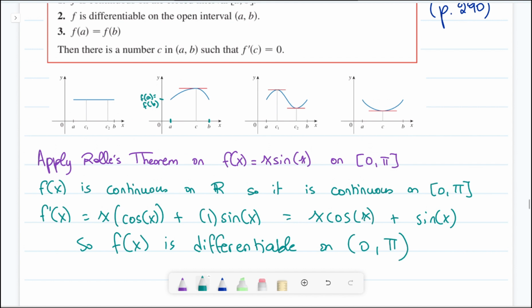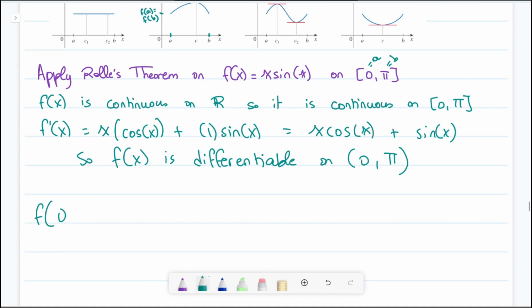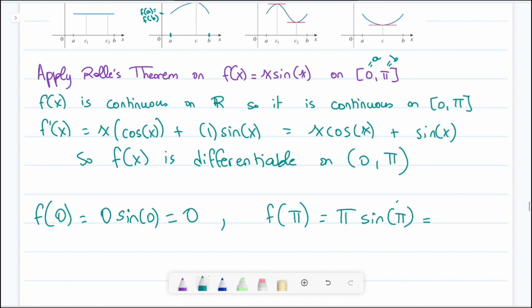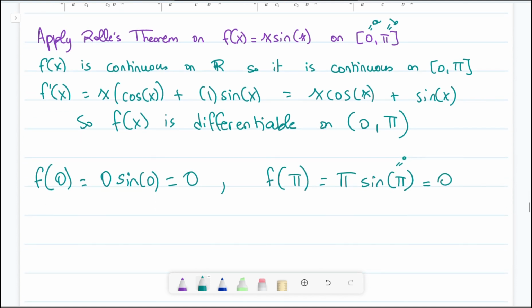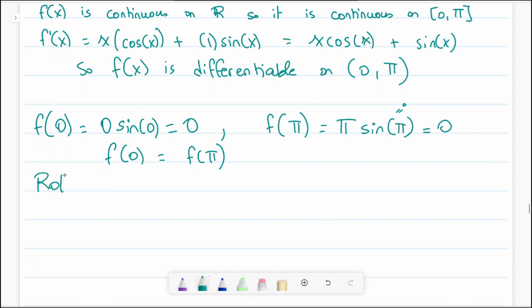Now our third condition is f of a has to be equal to f of b. Please note that 0 is our a and pi is our b. So f of 0 is equal to 0 times sine 0, which is equal to 0. f of pi equals pi times sine of pi. Sine of pi is 0, so this entire thing is 0. And we can see that f of 0 equals f of pi, so we have satisfied the third condition as well. Now we can say that Rolle's theorem applies.